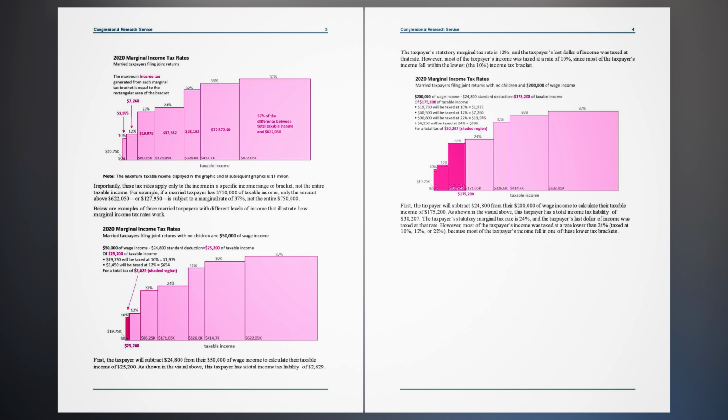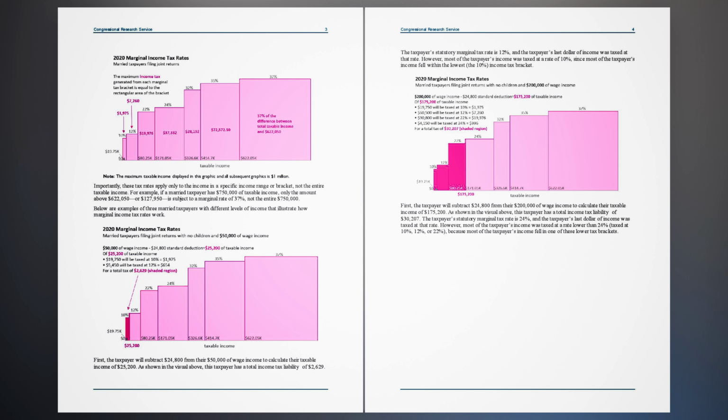First, the taxpayer will subtract $24,800 from their $50,000 of wage income to calculate their taxable income of $25,200. As shown in the visual above, this taxpayer has a total income tax liability of $2,629. The taxpayer's statutory marginal tax rate is 12%, and the taxpayer's last dollar of income was taxed at that rate. However, most of the taxpayer's income was taxed at a rate of 10%, since most of the taxpayer's income fell within the lowest, the 10%, income tax bracket.